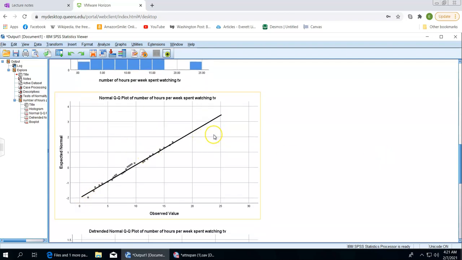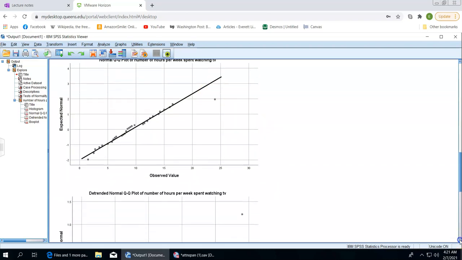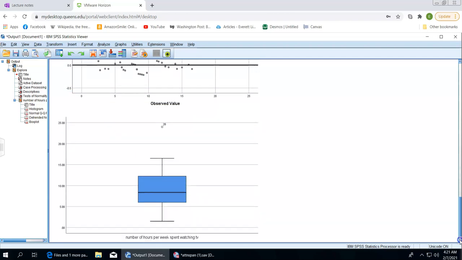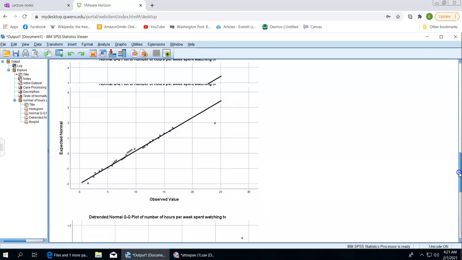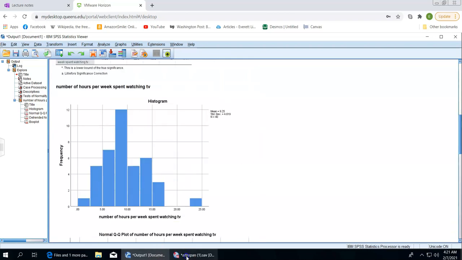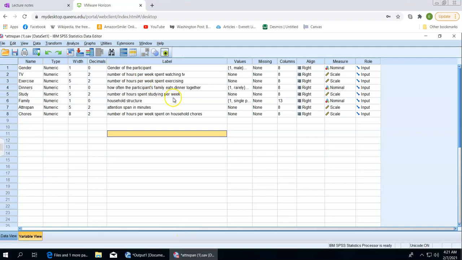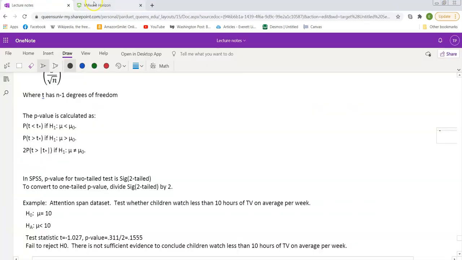This looks fairly normal too, except for this one observation. Looks like it might be an outlier. And that's what we see on the box plot as well. We have one outlier, somebody who says they watch 24 hours of TV per day. Is that right? Was that per day or was that per week? Let me check. Okay, per week. Okay. That's still a lot, but at least it's technically possible.